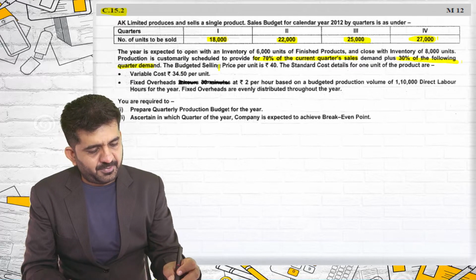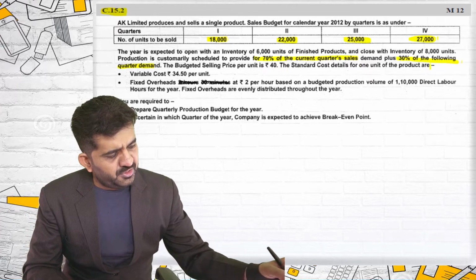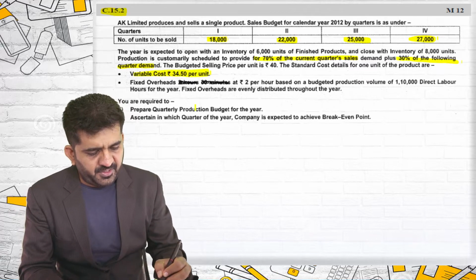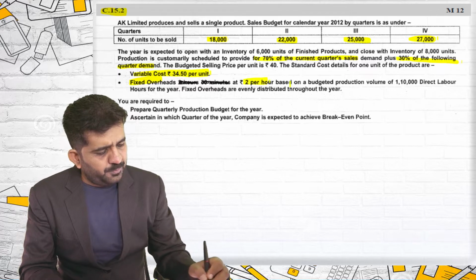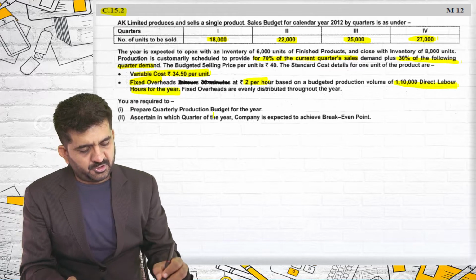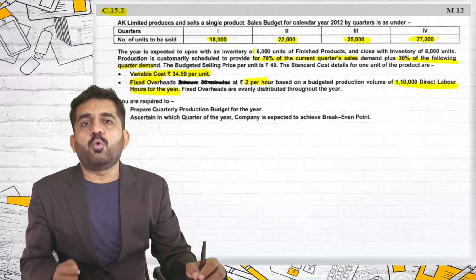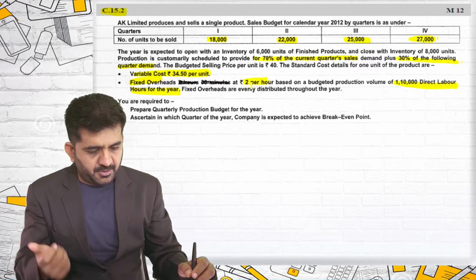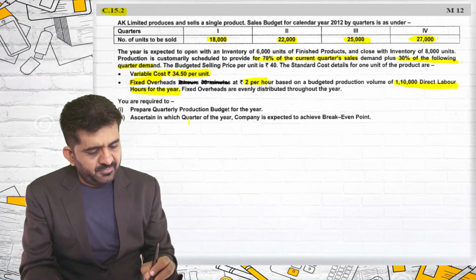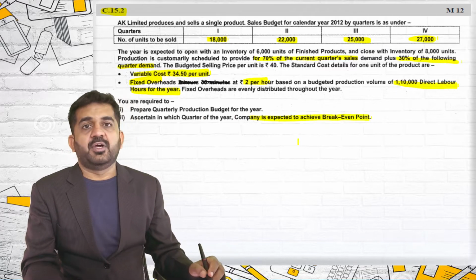The budgeted selling price per unit is rupees 40. The standard cost details of 1 unit of product are as under. So cost detail is also given. Variable cost 34.50 and fixed overhead 2 per hour based upon 1,10,000 labor hours for the year. Fixed overhead evenly distributed during the year is not much important. So 4 quarters is per annum, even fixed cost is given per annum. You are required to prepare quarterly production budget for the year, and ascertain in which quarter of the year the company is expected to achieve break-even point.